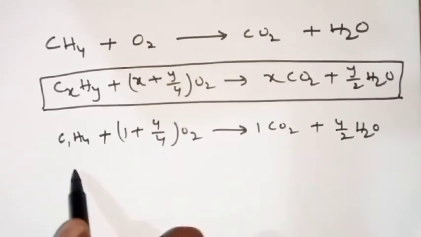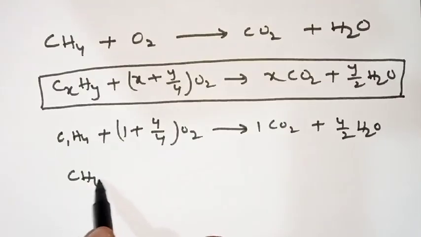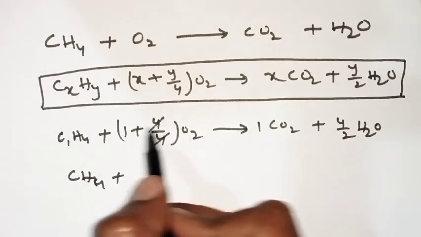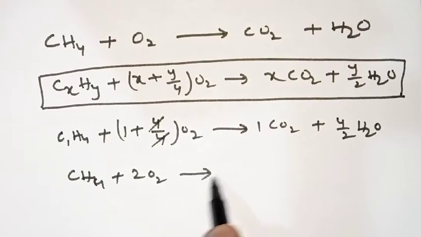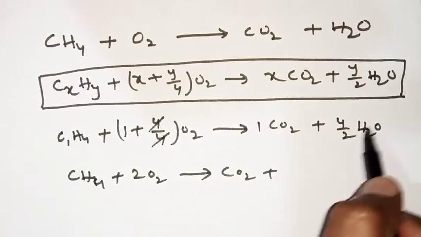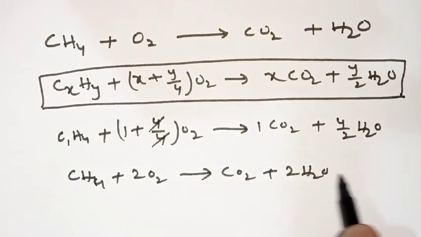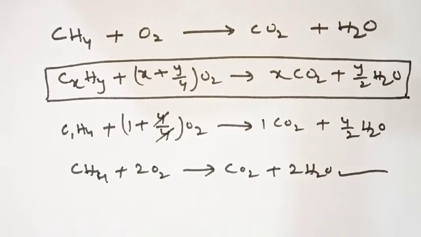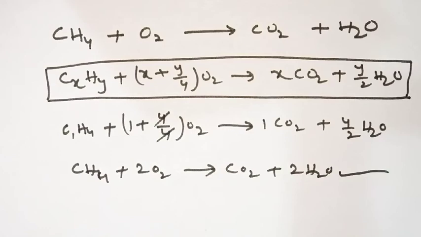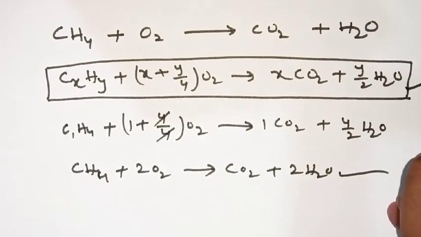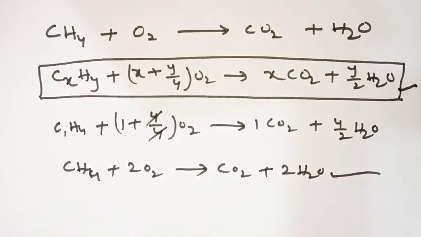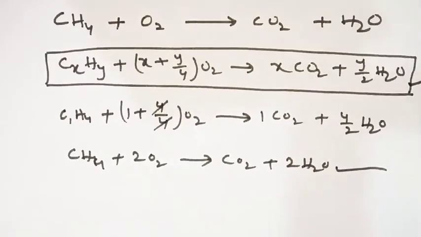Simplify that. C1H4 is nothing but CH4 plus (1 plus 4 by 4). 4 by 4 is 1, so 1 plus 1 is 2. So CH4 plus 2 O2 gives CO2 plus 4 by 2, that is 2 H2O. See there, this is the balanced equation. A very simple, shortcut technique. Is it clear? If you remember this equation, you will get the balanced equation of any hydrocarbon with respect to oxygen. So we shall try one more equation.